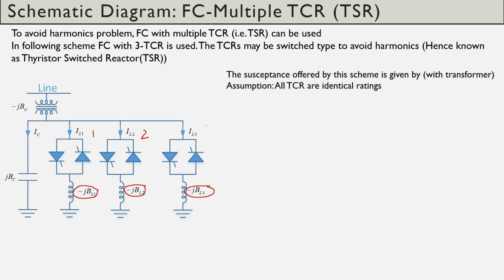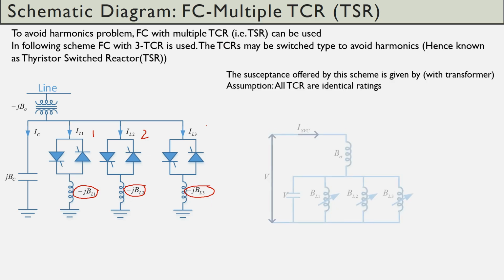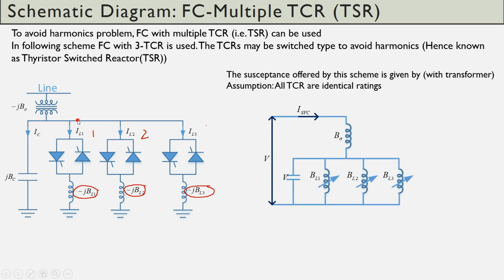Now, the susceptance offered by this scheme with transformer, assuming that all TCRs are identical. If we make an equivalent diagram of this, susceptance of the transformer is equal to B sigma. Susceptance of the capacitor is equal to BC. Sorry, by mistake B is printed here. It is BC. It is BL1, BL2 and BL3. These are the variable type of reactor.